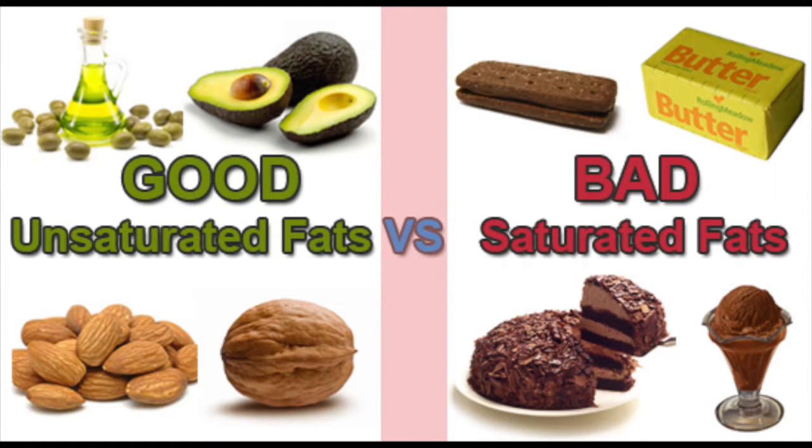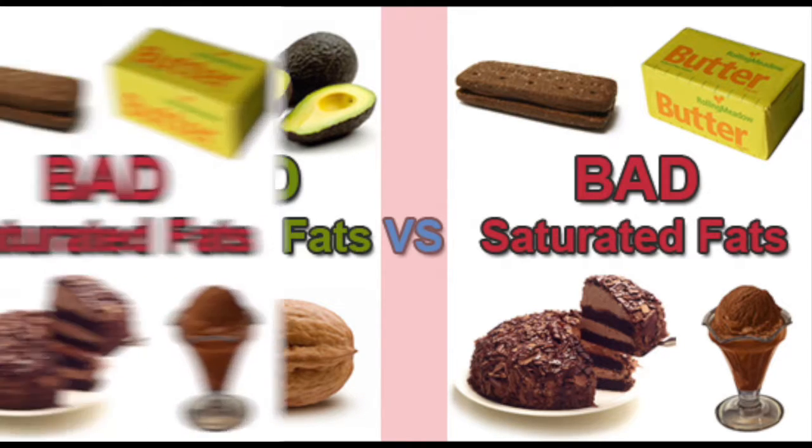As you can see here on the left, we have unsaturated fats, which have less of an effect on elevating blood cholesterol levels. They are found in plant-based foods and fish. Some types of unsaturated fats are monounsaturated fats, polyunsaturated fat, and omega-3 fatty acids.